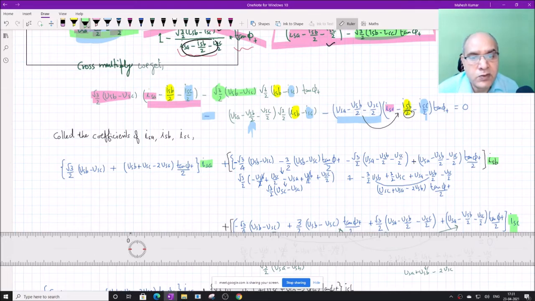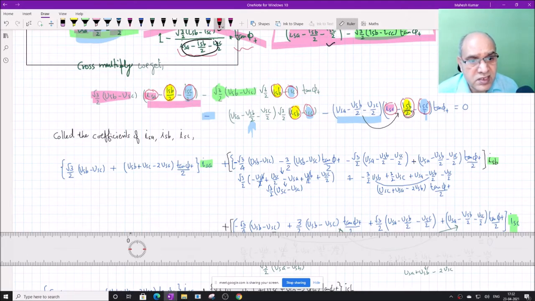I have marked them by different colors. ISA I have marked by a red color, pink color. You can see it here, this is ISA, ISA and ISA. And ISB I have marked by yellow color. So this is ISB, this is ISB, this is ISB, this is ISB. So there are 4 terms for ISB. And ISC I have marked by blue color. So this is ISC, this is ISC, and this is ISC. So there are 4 terms for ISC.